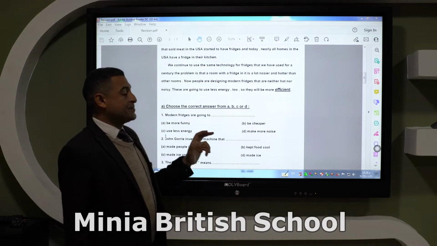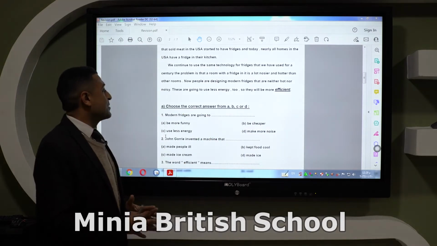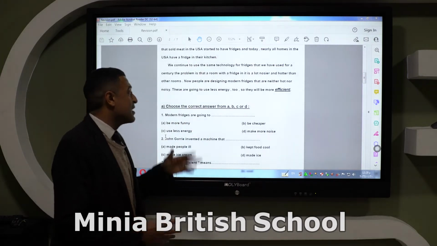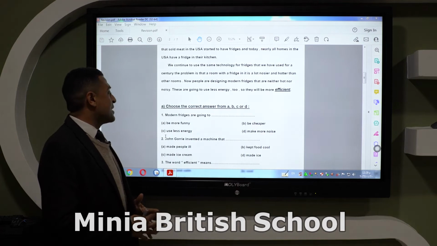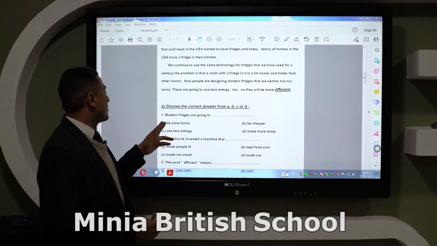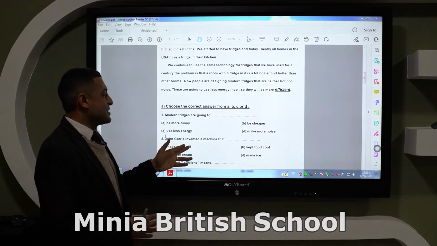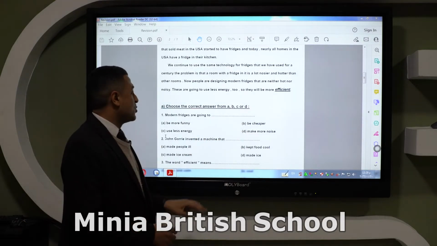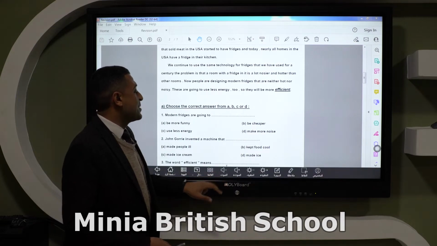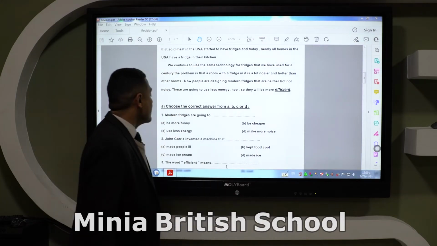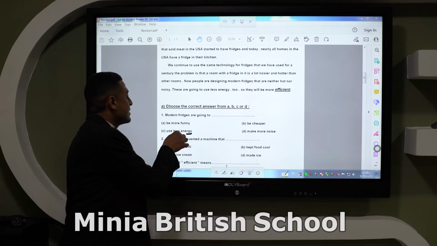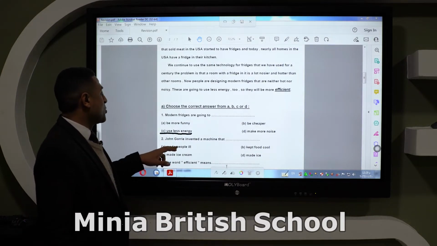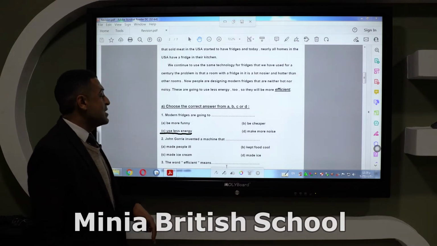So here, choose the correct answer. Of course, that will be according to the text that we have read. Modern fridges are going to be more funny, use less energy, be cheaper, or make more noise. Of course, here the answer is very easy: to use less energy. Use less energy.